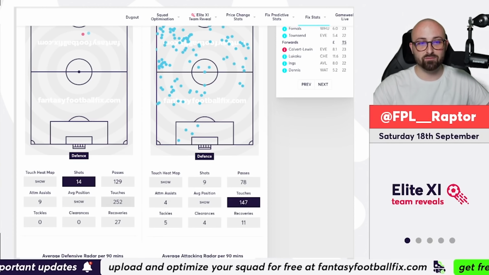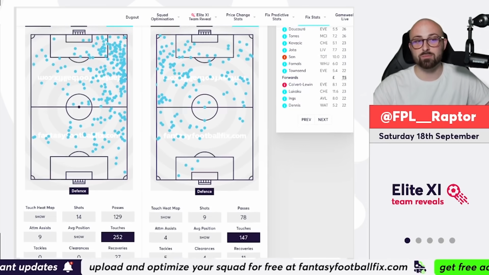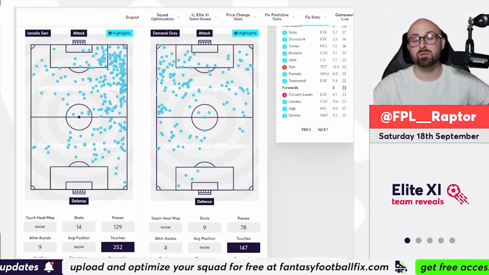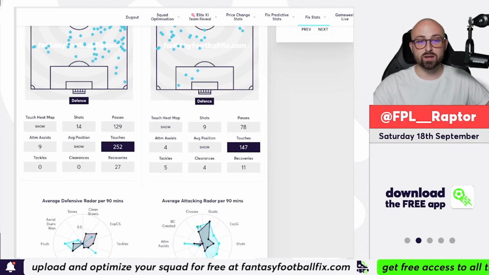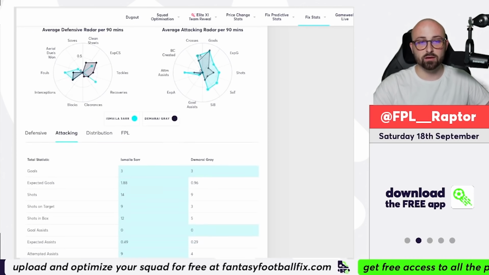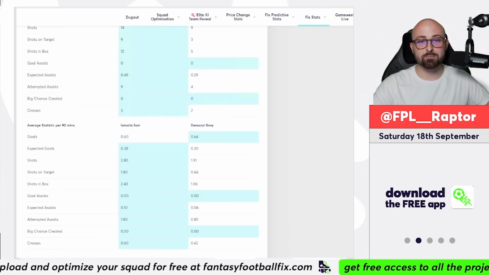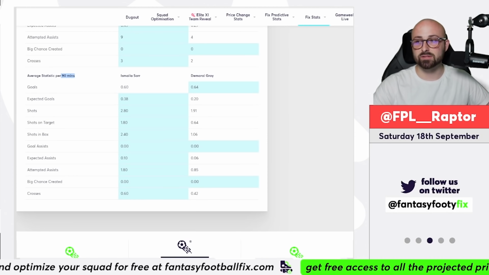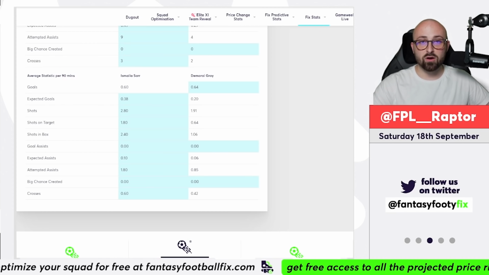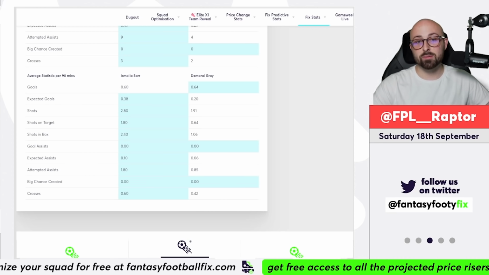Touches is another very interesting one. You can see straight away Ismaila Sarr has had a lot more touches than Demarai Gray. He's very talismanic for Watford, you would say, so you would expect him to have more touches. As well as that, you can compare them on different radars. But the final thing I want to look at is a comparison per 90. These stats at the bottom are per 90. Again, it negates for differences in playing time. And you can see on a lot of the key metrics the comparison between the two.